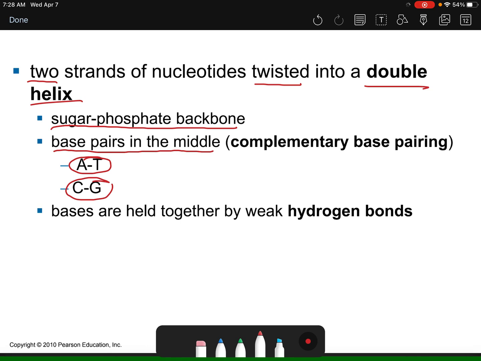And those bases are held together by weak hydrogen bonds. Now, why is it important that those bonds are weak? Remember, we're eventually going to have to replicate the DNA. And later on, we're going to talk about transcription. That means you have to be able to separate those two strands of nucleotides. So by having those bonds be fairly weak, it's a little bit easier for us to separate the strands so we can copy off the DNA a little bit easier.